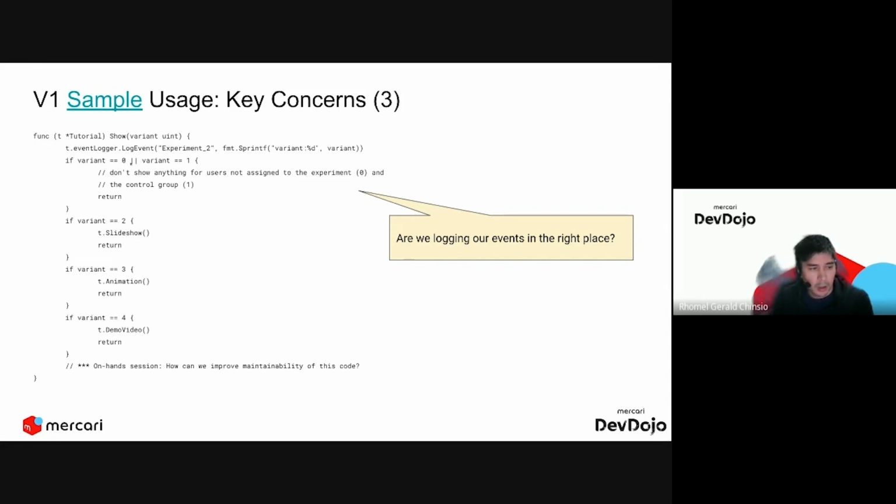And at the very beginning, even before we show anything to the user, we're going to log the event that this user for experiment 2 received whatever variant they received. The question here is: is this logging correct? I'll give you a 50-50 chance. You can say yes or no. So you have a 50% chance of getting it right, so I encourage you to guess.